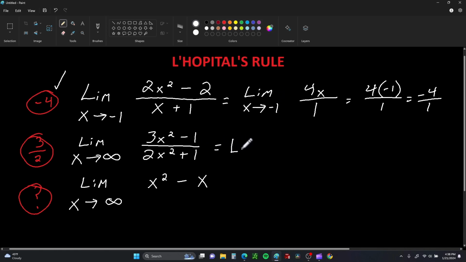So this time, we're going to have the limit as x approaches infinity. We're going to take the derivative of the numerator, which is 6x, and the derivative of the denominator, which is 4x. We can divide through by the x's, and what we get is 6 over 4, which reduces to 3 over 2. And we see again, that worked.